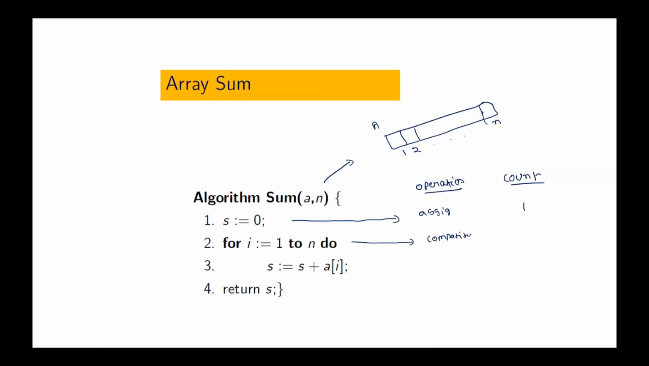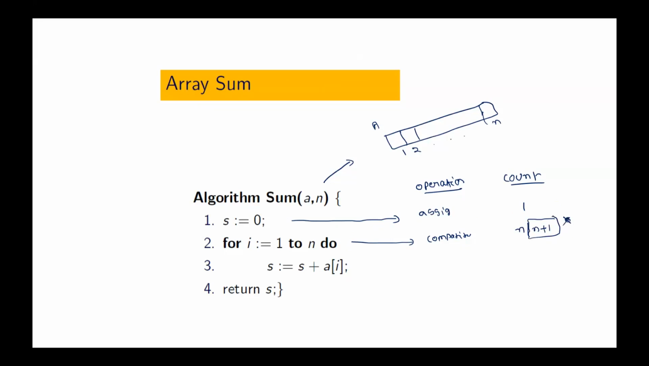How many times is that comparison operation performed here? N times, plus 1 time. Some people consider it as n, some count the last comparison where it fails, so n plus 1. It doesn't matter whether you take it as n or n plus 1. It is immaterial.